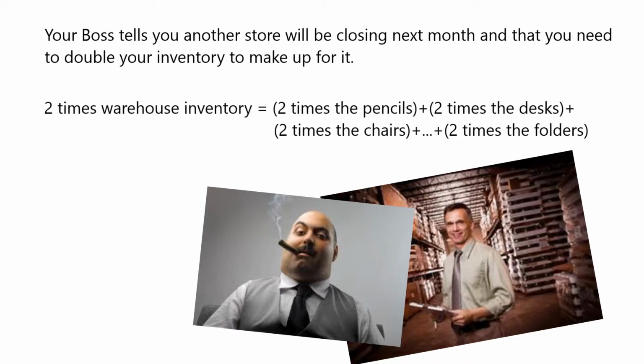Now, your boss tells you that another store is going to be closing next month, and you need to double your inventory to make up for it. If you were to double your inventory, naturally what you would do is double the number of pencils, double the number of desks, double the number of chairs, double the number of folders. This is the distributive property at work. Instead of saying you're going to multiply the entire group, it may be useful for you as an inventory manager to instead double each individual item.